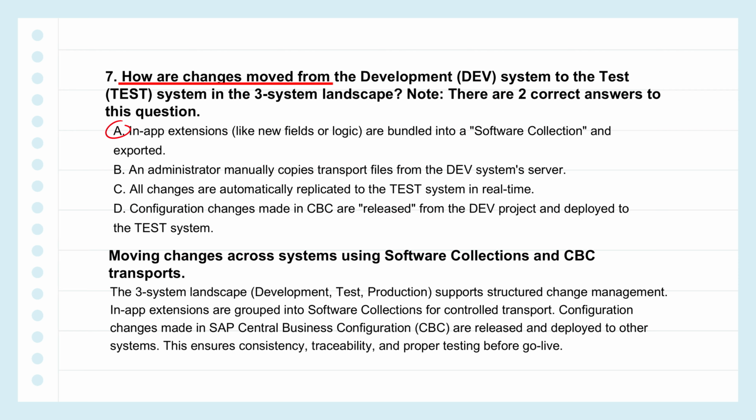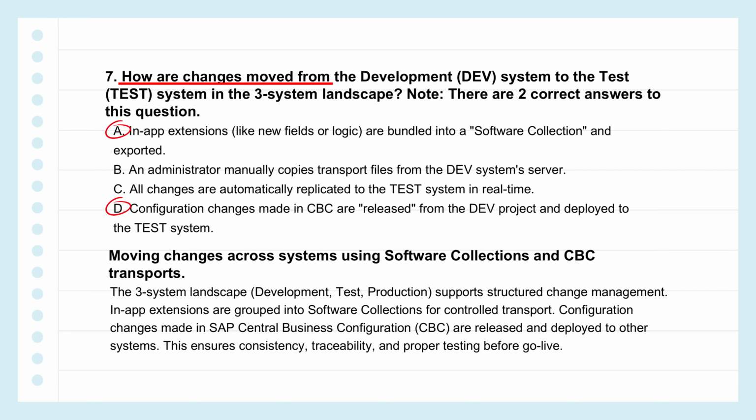Configuration done in CBC is managed through the project lifecycle itself within CBC. When you're ready to move the configuration, you perform a release of the configuration project linked to your DEV system. Or release in CBC. Yes. Releasing it essentially packages up those settings, and then a deployment service automatically pushes that configuration payload to the target test system. So it's a formal release and deploy mechanism separate from the software collections used for extensions.